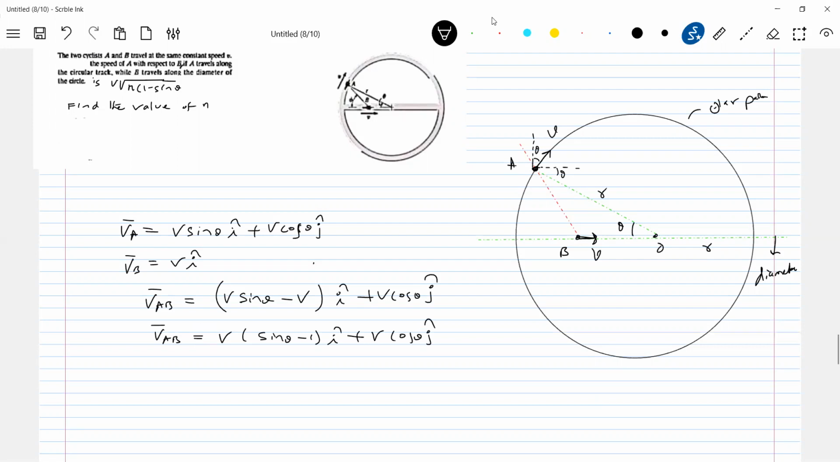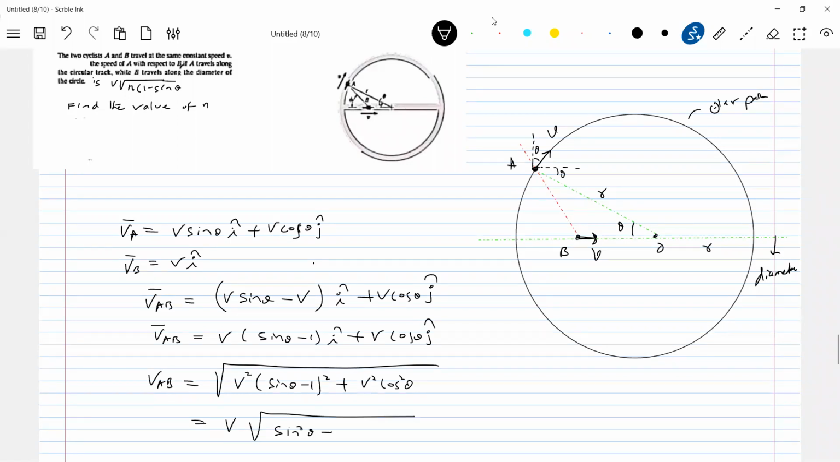I think some mathematics we can bring in here now. So let me take the magnitude of this vector: V square times (sin theta minus 1) whole square plus cos square theta. V will come outside: sin square theta plus 1 minus 2 sin theta plus cos square theta. Then everything will be 2 into (1 minus sin theta). What is the value of n? N should be equal to, can you simplify this further? 1 minus sin theta, 2 cos square theta by 2. Our answer is 2. So can we simplify further, no?